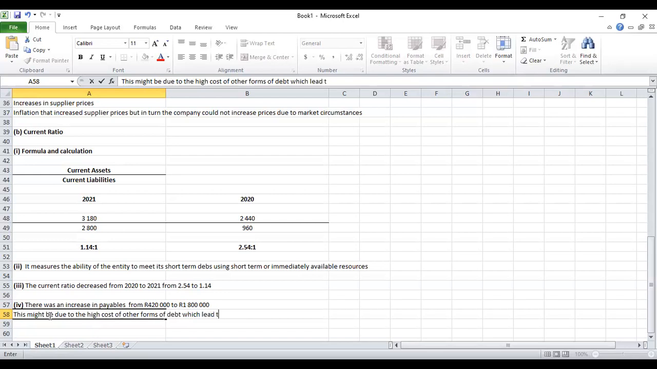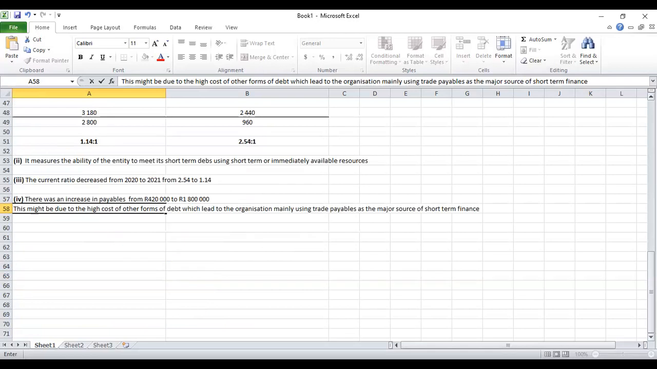which leads to the organization mainly using trade payables as the major source of short-term finance. So if you see that other short-term sources like short-term loans and bank overdrafts are more expensive, you can turn to trade payables, whereby you start paying them as late as possible. If they give you 60 days, you pay around 58, 59 days, because you know that it is cheaper compared to other sources of finance.